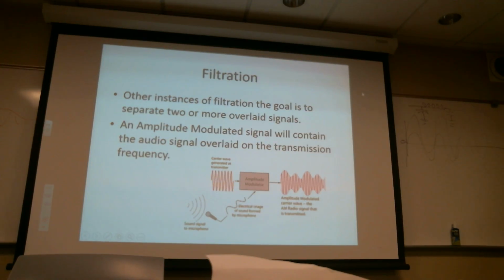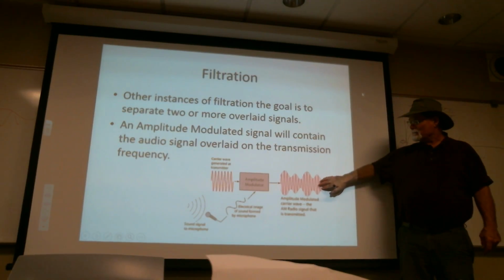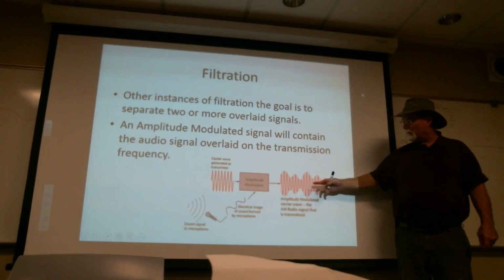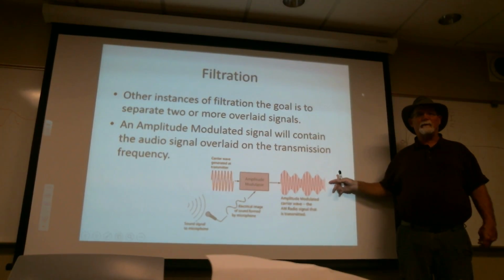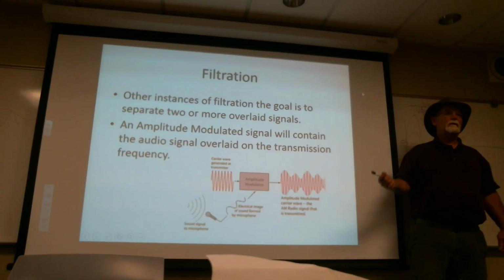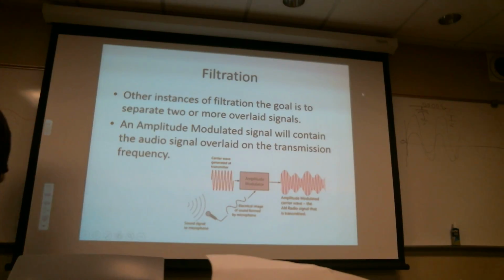The antenna that receives it gets that same signal, and then the amplitude filter is going to separate these two, get rid of this portion, and send that part, which will be a pretty weak signal by this time, into an amplifier, and then use that to drive the output speaker.